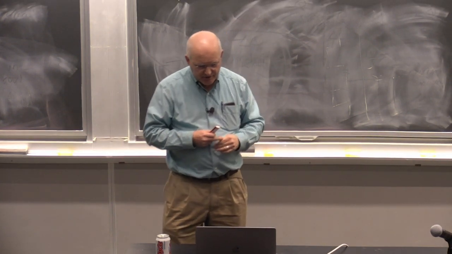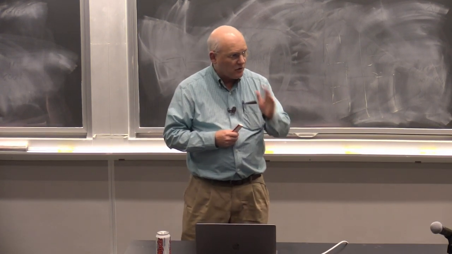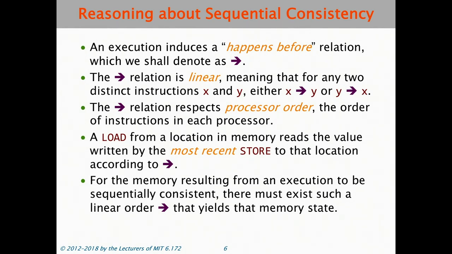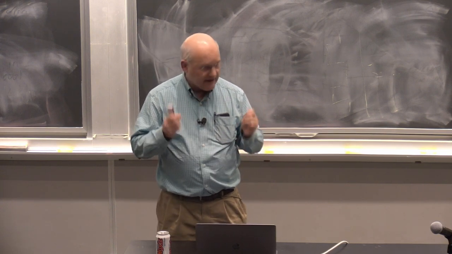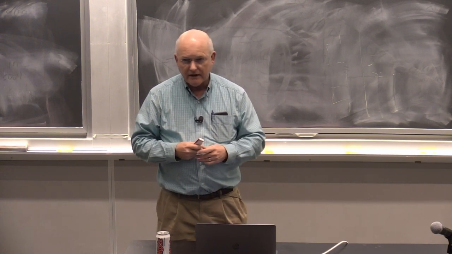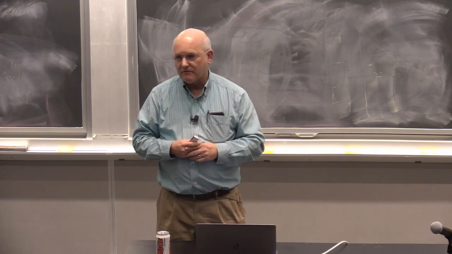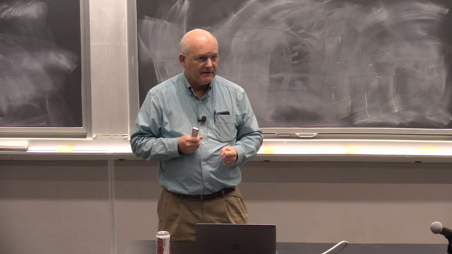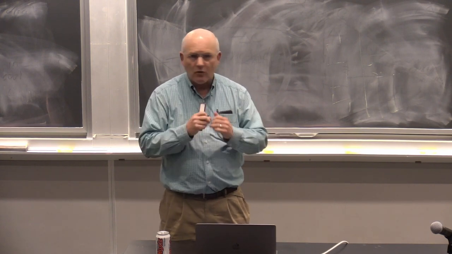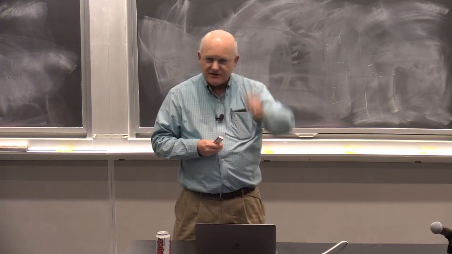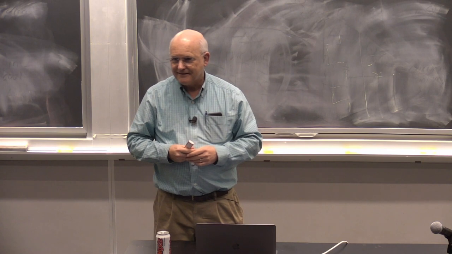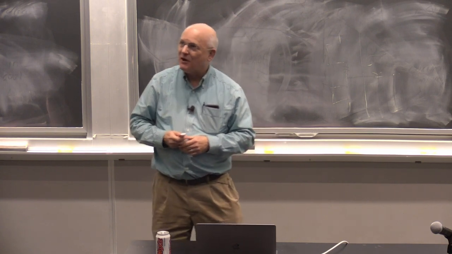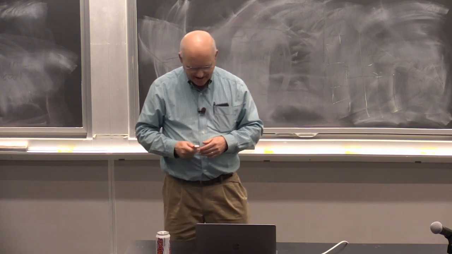And then a load from a location in memory reads the value written by the most recent store to that location according to happens-before. And for the memory resulting from an execution to be sequentially consistent, there must be a linear order that yields that memory state. Okay? And so if you're going to write code without locks, it's really important to be able to reason about what happened before what. And with sequential consistency, you just have to understand what are all the possible interleavings, okay? So if you have n instructions here and m instructions there, you only have to worry about n times m possible interleavings. Actually, is it n times m? No, you got more than that. Sorry. I used to have good math.